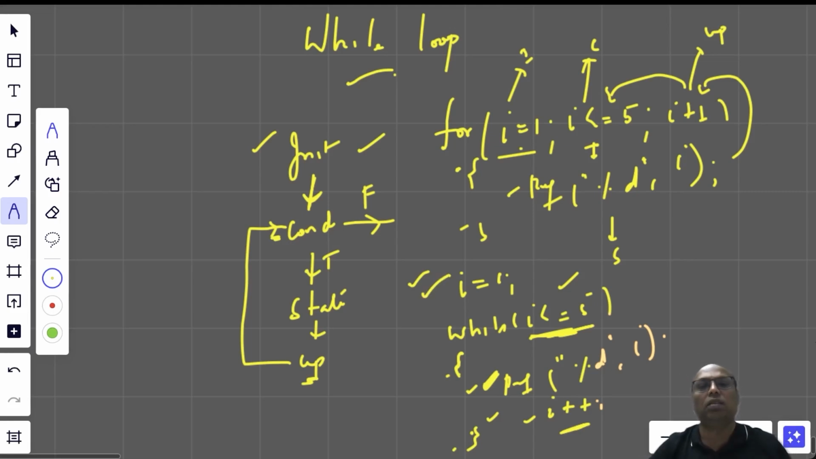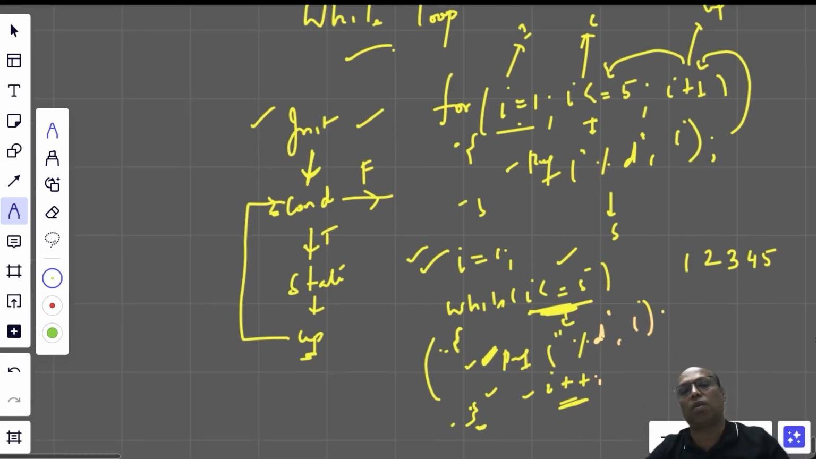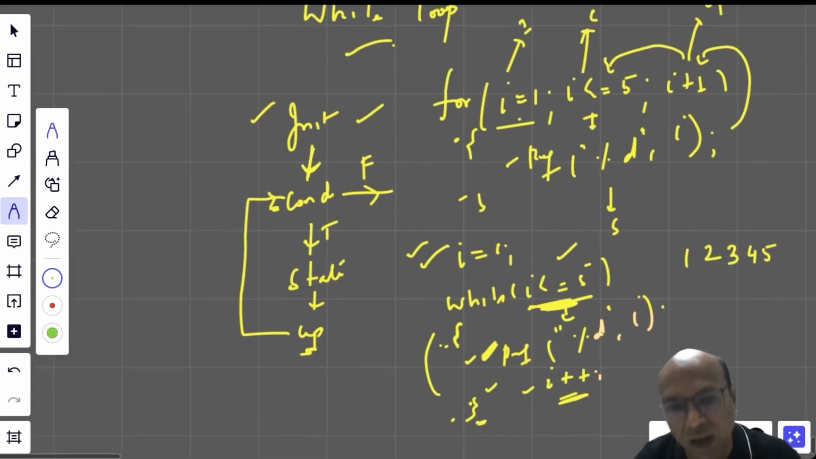Then how is the flow going to be? I is 1. 1 is less than or equal to 5, true. Come inside. It prints 1. I plus plus, 2. 2 is less than or equal to 5, print 2. 3 is less than or equal to 5, print 3. 4 is less than or equal to 5, print 4. 5 is less than or equal to 5, print 5. 6 is less than or equal to 5 is false. I came out. Got it?